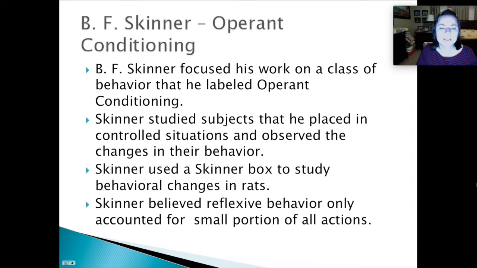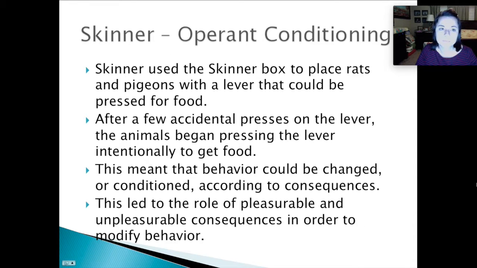B.F. Skinner is the one who developed operant conditioning. He focused his work on a class of behavior that he labeled operant conditioning. Skinner studied subjects that he placed in controlled situations and observed the changes in their behavior. He used a box that he termed the Skinner box. He used rats and pigeons in this box to study their behavioral changes. He believed that reflexive behavior only accounted for a small portion of all actions.